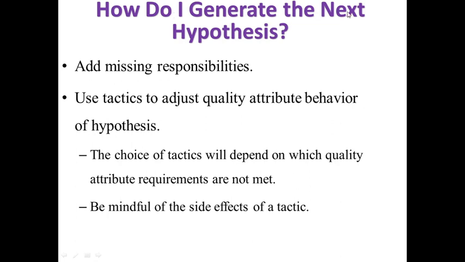How do I generate the next hypothesis? We have already studied in the generate and test method that we are going to test it. If it meets all the requirements, it is finished. Otherwise, it has to be extended with the new requirements. That is how I add the new hypothesis: by adding the missing responsibilities, and I have to use some kinds of tactics for quality attribute behavior. The choice of tactics will depend on the quality attribute requirements. And whenever we add a tactic, we have to check whether it is going to give any side effects or not.